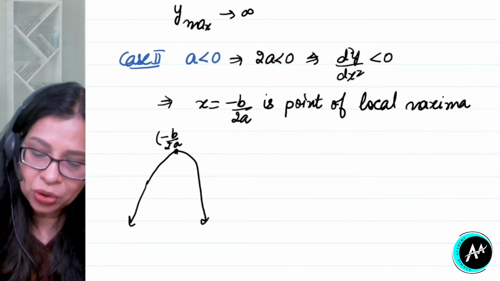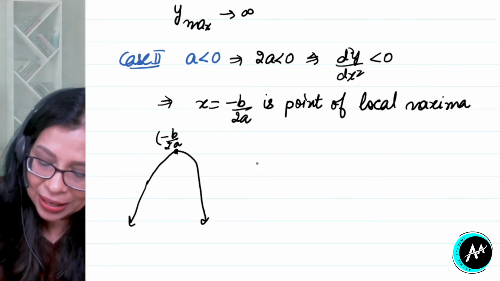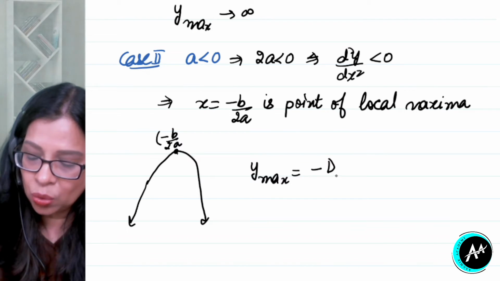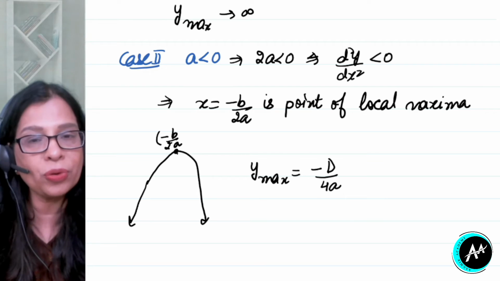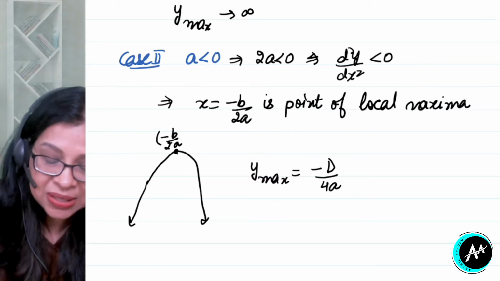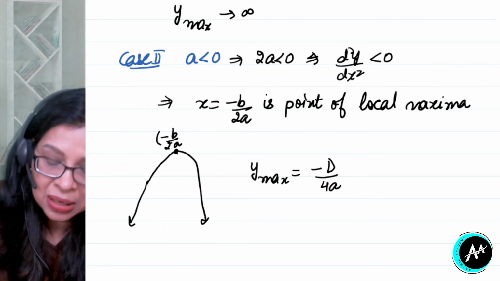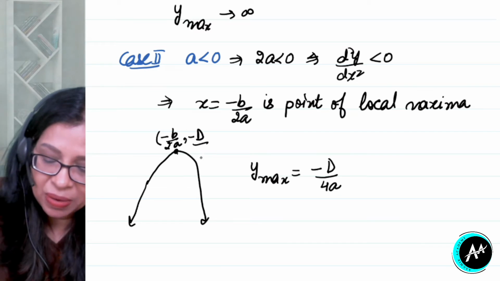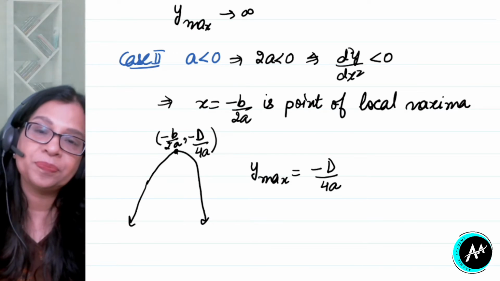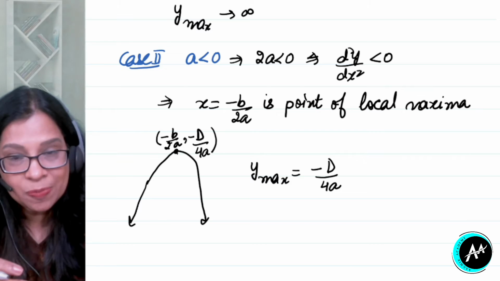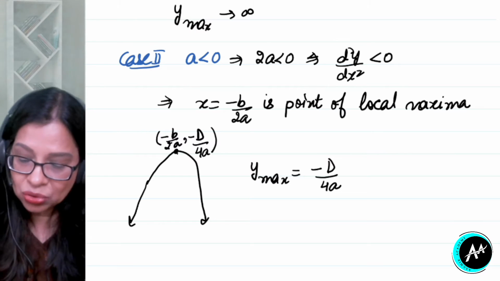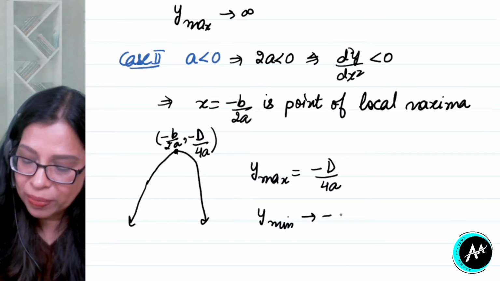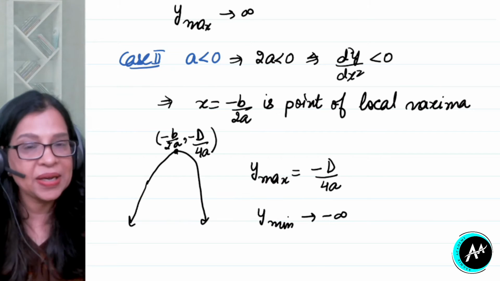So again, we can put the value of a. I will get y maximum, in a similar way, equal to minus D upon 4a. That means if this vertex is the point of maxima, the x coordinate is minus b by 2a and the y coordinate is minus D upon 4a. Got it? And here, since the parabola is going downwards, the minimum value of y will approach minus infinity. Is it all right?